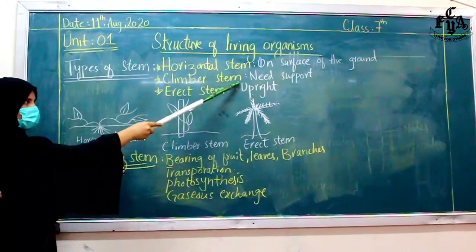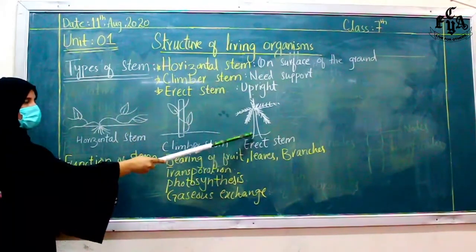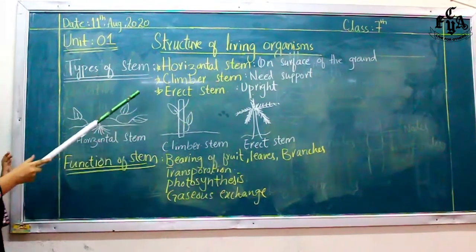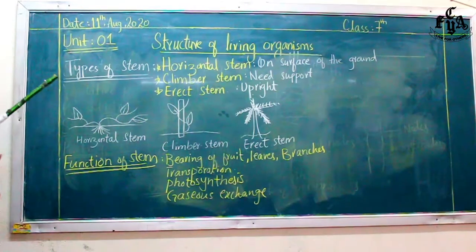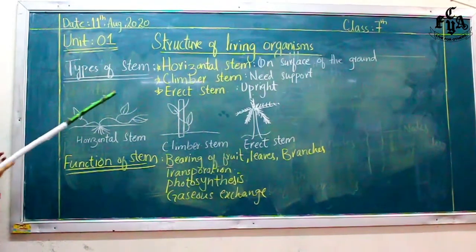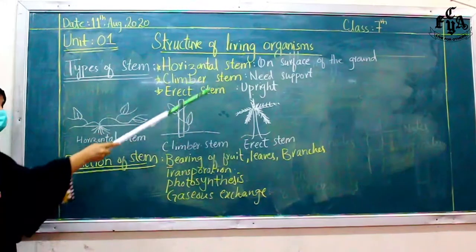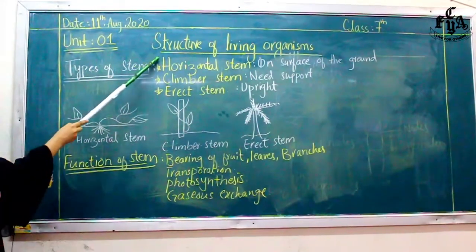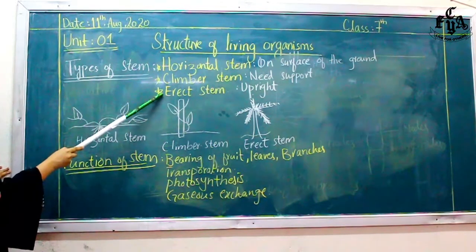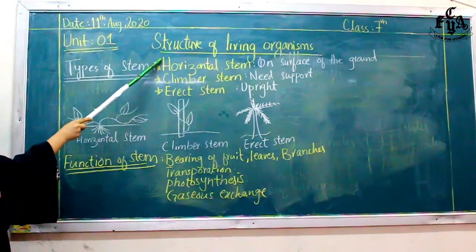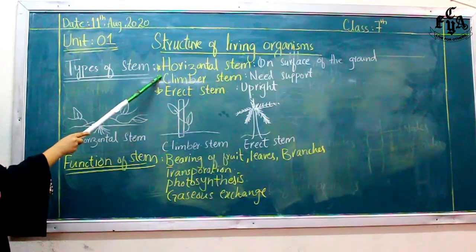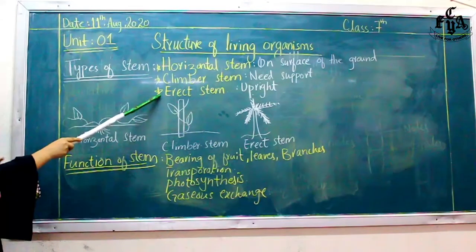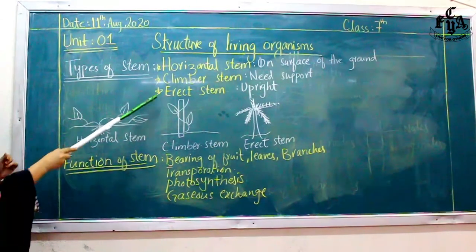Erect stem is that type of stem which will grow in upright direction, and we have the example of mango, we have the example of apple, mainly all fruit plants are examples of erect stem. So this is about the types of the stem, that there are three types of stem: horizontal stem, climber stem, and erect stem. Horizontal stem will grow on the surface of the ground, climber stem will need a support to grow, and erect stem will be strong, it will move in upright direction.